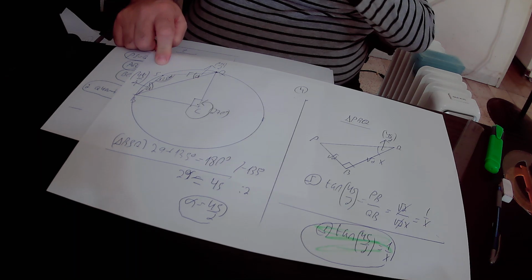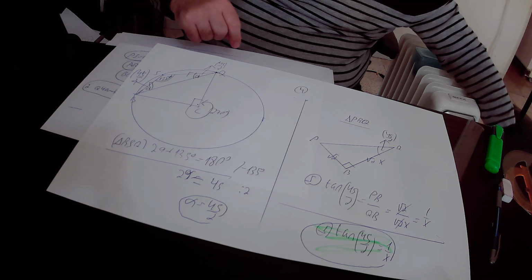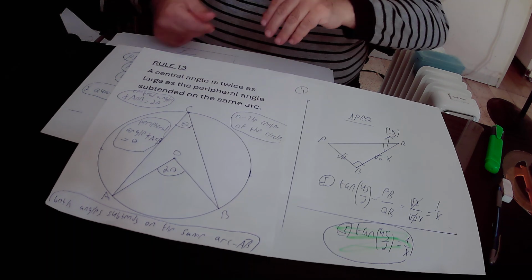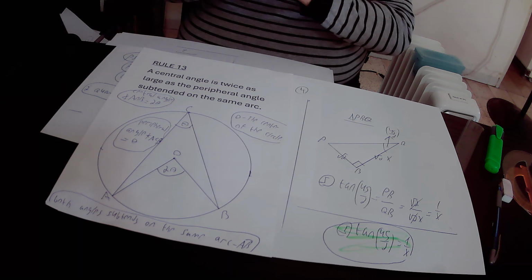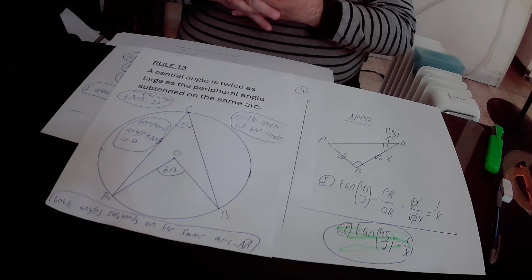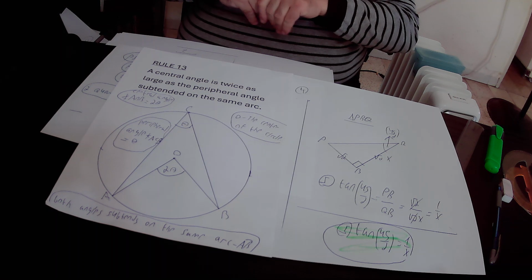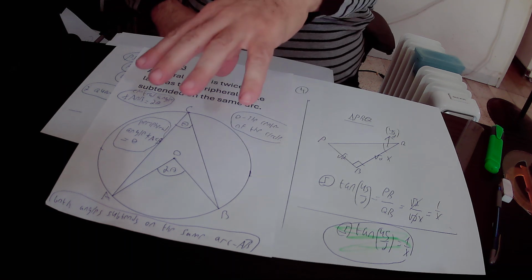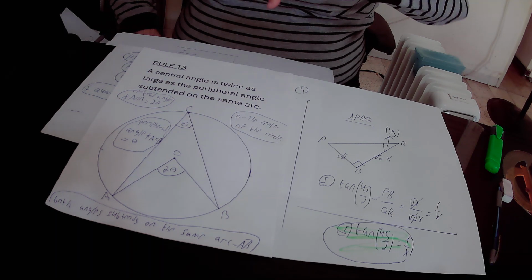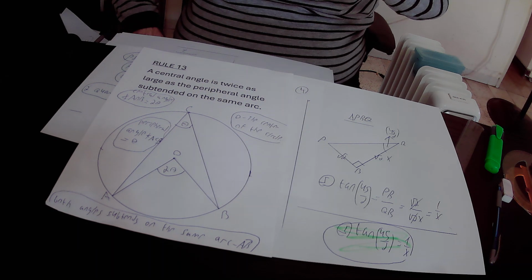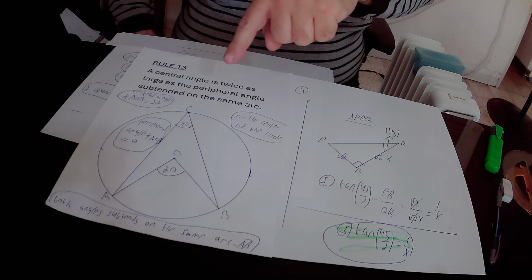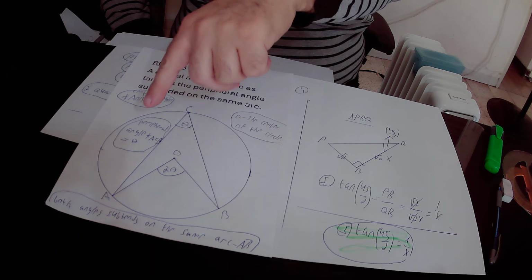Okay, and then I presented to you rule number 14, and we implement rule number 14 in our drawing. According to rule number 14, a central angle is twice as large as the peripheral angle subtended on the same arc. So in the drawing we have a circle. Inside this circle we have the peripheral angle ASB. Peripheral angle ASB equals theta. And this peripheral angle ASB is subtended on arc AB.